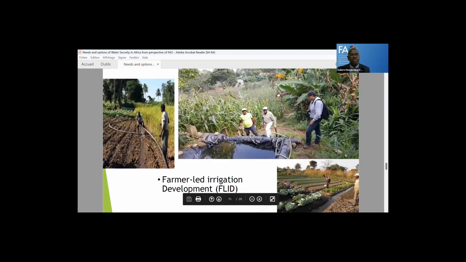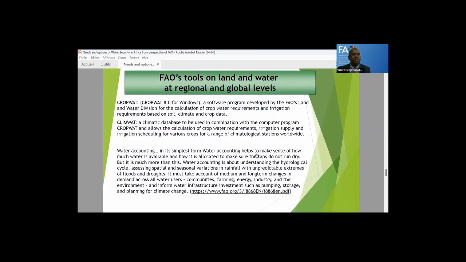Yeah, let's go to next. Tools developed by FAO. We have some technical tools, but we also have some governance tools. Among the technical tools, we have CropWat and ClimWat, and those are really for engineers. Those help with doing the design. But we have water accounting, which is leading to governance. Next, please.